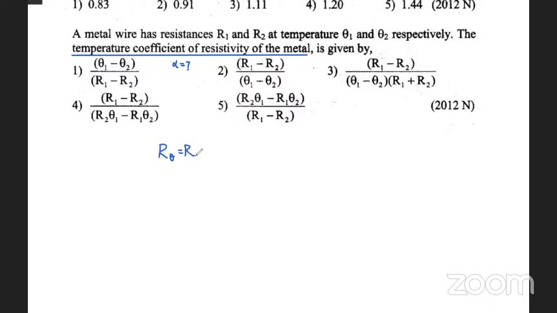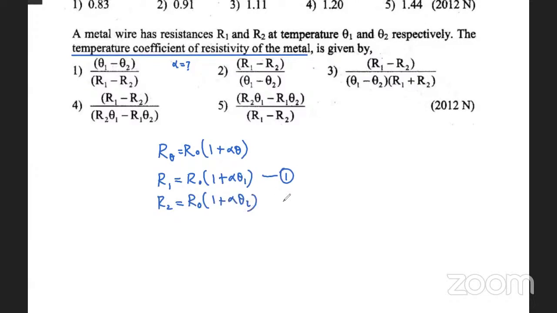R naught is the resistance of the conductor at 0 degrees Celsius, which we do not know, but that is a constant value for that conductor. So for theta 1, if I apply the equation, R1 is going to be R naught bracket 1 plus alpha theta 1, first equation. And for theta 2, R2 is equal to R naught times 1 plus alpha theta 2, second one.